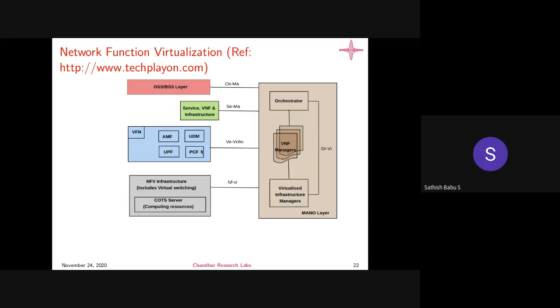So based upon the virtual functions, it will be informed to the virtual network function manager. Based upon the function, it will be given to the orchestrator. Based upon the service, because UDM, TCF, UPF is a user plane function. From the UPF you will know what kind of user service it is, voice service, video service, or what kind of thing. That will be known to the orchestrator, and that will inform the virtualized infrastructure manager.